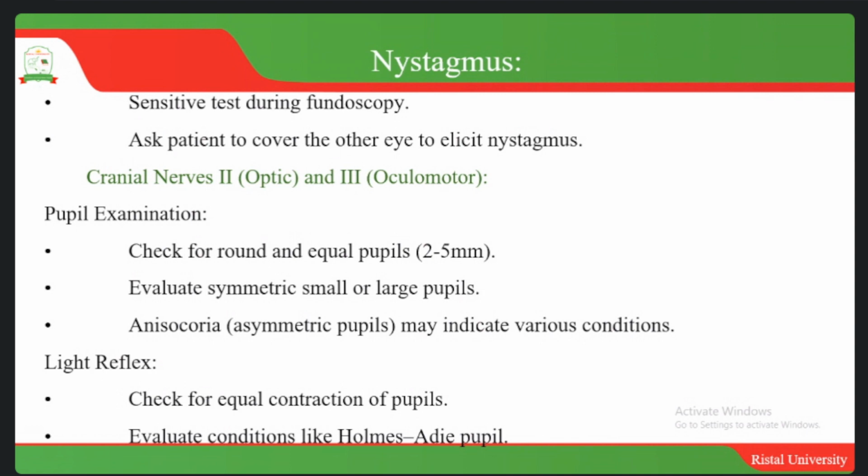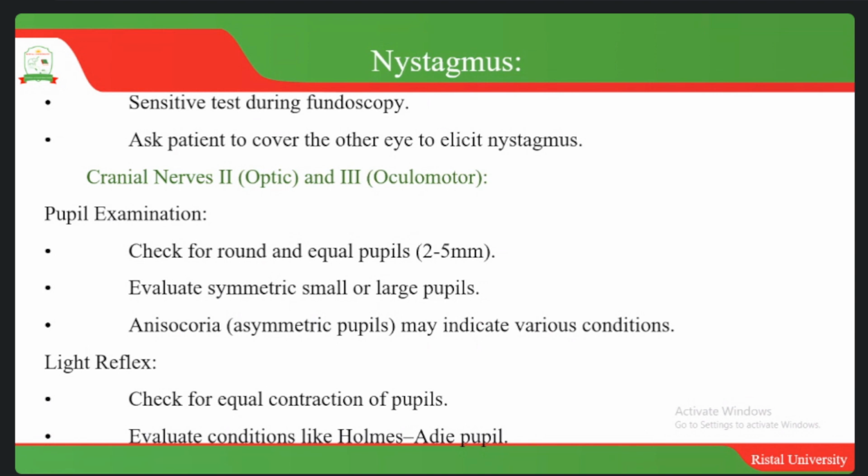The cranial nerves, like 1, which is the optic, and then 3, which is the oculomotor, in most cases are the ones that are affected. When you examine the pupil, you check for round and equal pupils, which is around 2 to 5 millimeters. When you see that it is not like that, then there is a problem. Then evaluate for symmetric small or large pupils. Symmetric meaning, are they of the same size or not.